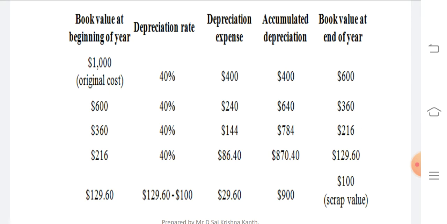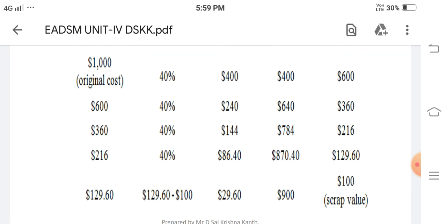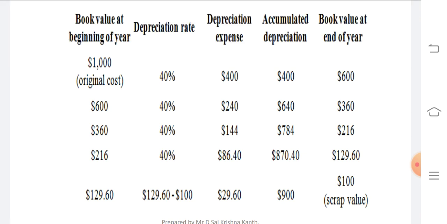Here, instead of going with the depreciation rate of 40%, the amount is smaller when compared with the scrap value. So the book value is reduced to the scrap value at the end of the fifth year. By reducing 100 rupees from 129.6 rupees, it yields 29.6 rupees as the depreciation expense for that particular year. So at the end of the fifth year, the book value is 100 rupees.